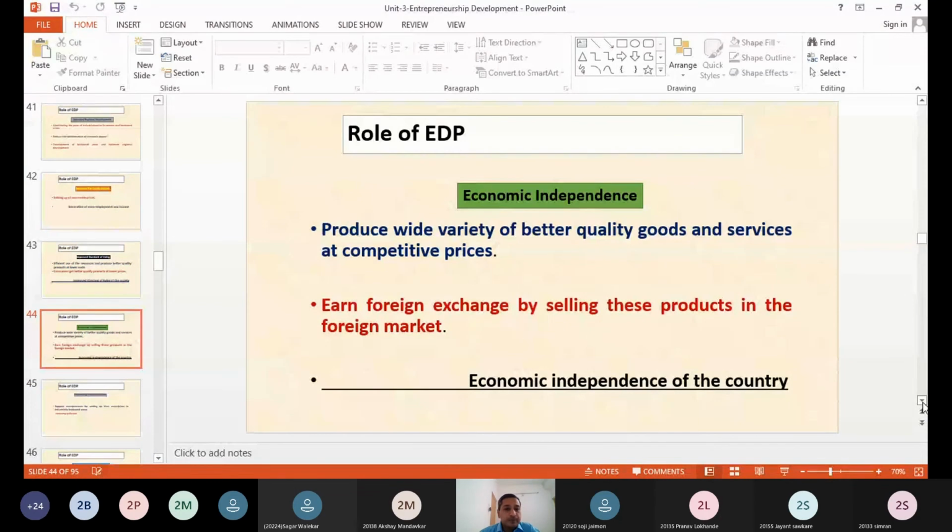Then economic independence to the country. The enterprises produce wide variety of different better quality products and services at competitive prices. This EDPs also help entrepreneurs to export their products and earn foreign exchange by selling these products in the foreign markets. And that is how we can have economic independence for our country.